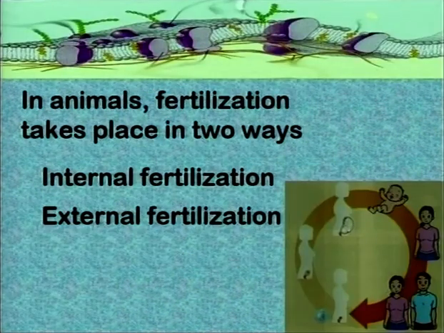All right, in animals, since we are looking at the reproductive process in animals, fertilization takes place in 2 ways. One is called internal fertilization, and the other is called external fertilization. Can anyone tell me what you understand about internal fertilization?